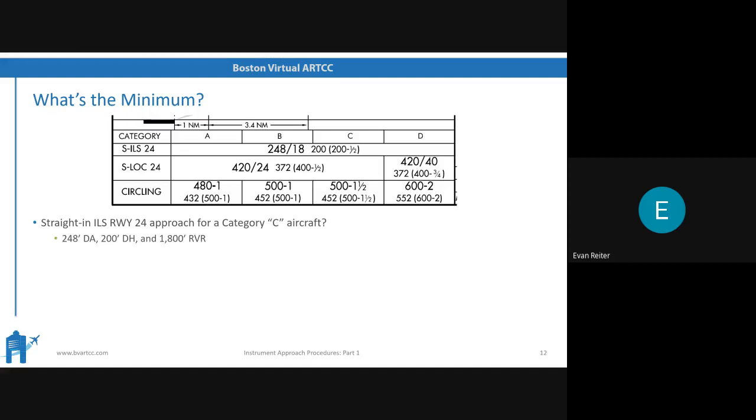For you in the private world, that's probably not going to be all that relevant, but certainly as an airline operator, that will be important. Now, let's say we are a Category B aircraft flying the straight-in localizer runway 24 approach.